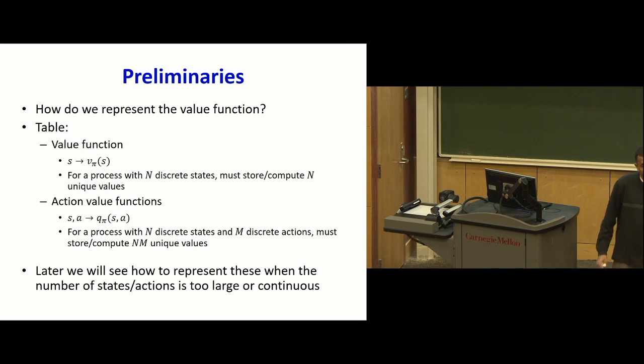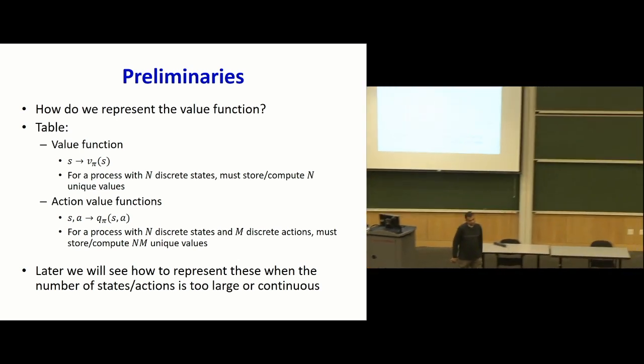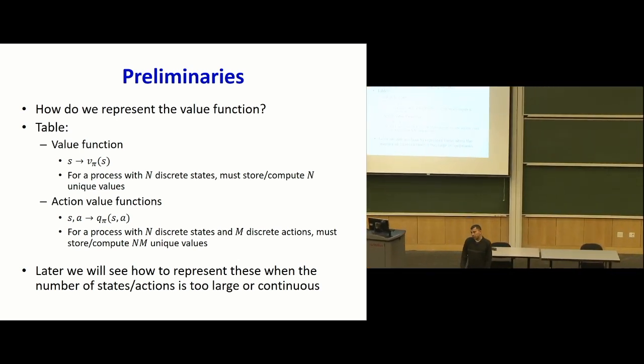First, how do we represent the value function for any state? Now, it depends on a bunch of factors, right? If you have a tic-tac-toe game, then the number of states is really very small. It's 3 raised to 9, which is 9 cubed, 81 times 9, 729, right?